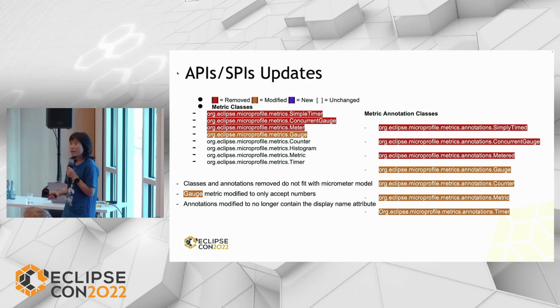Okay, a few. If you're using this at the moment, just take a look to see the changes, mainly because you use a lot of these annotations. However, we do have a migration guide to tell you, if you currently use SimpleTimer, what's the next annotation you should use in MicroProfile metrics 5.0.